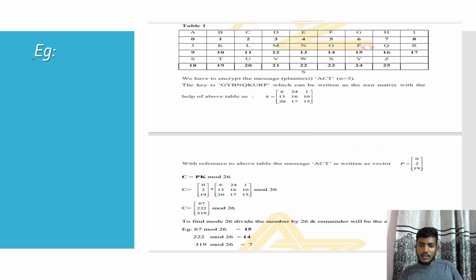So 67 mod 26 is 15, and 222 mod 26 is 14, and 319 mod 26 is 7. So the cipher text will be 15, which is P, and 14 is O, and 7 is H. So this is the ciphertext for the message "act".